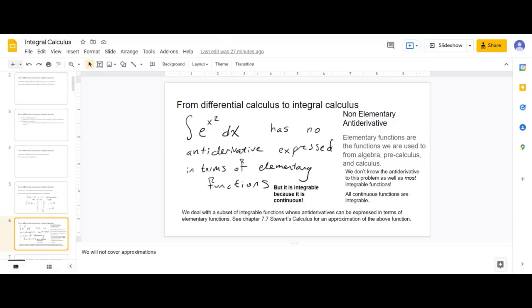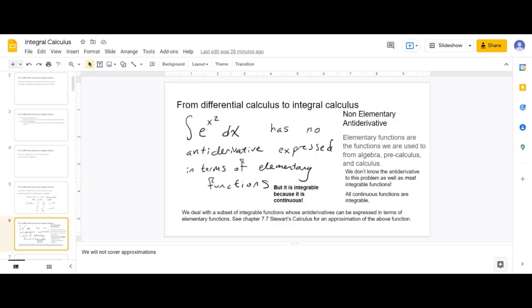Okay. And as a matter of fact, most functions, we just can't find antiderivatives for. Most of them. Things like e to the x squared or sine of x squared, cosine of x squared. You could try to find these antiderivatives, but no one has found them yet. So we deal with a subset of integrable functions. This subset of integrable functions are functions whose antiderivatives can be expressed in terms of elementary functions, the functions we're used to.